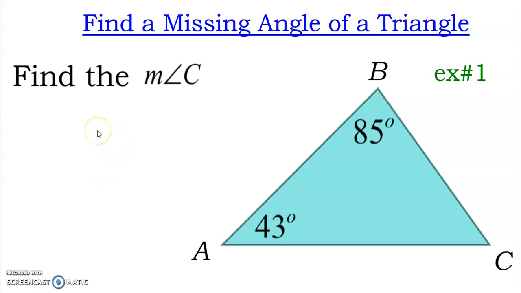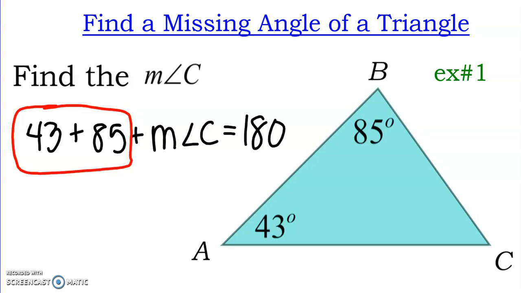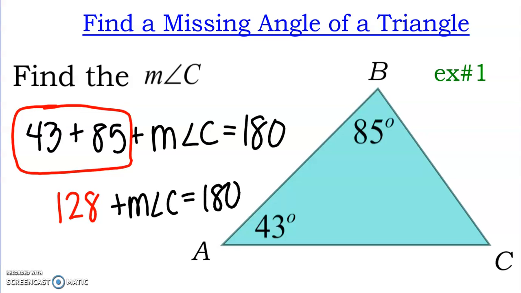So find the measure of angle C. We know that the measure of angle A is 43 degrees, plus the measure of angle B is 85 degrees, plus the third angle, the measure of angle C, that's what we're trying to find, and all three angles added together equal 180 degrees. So let's combine our like terms. We have two constants here, 43 plus 85, so that's 128, plus the measure of angle C, which is what we're trying to find, equals 180.